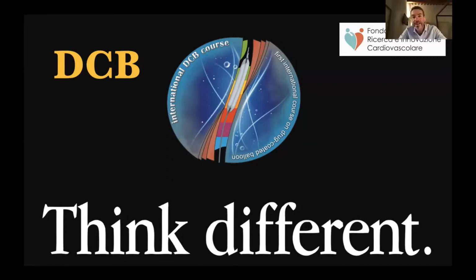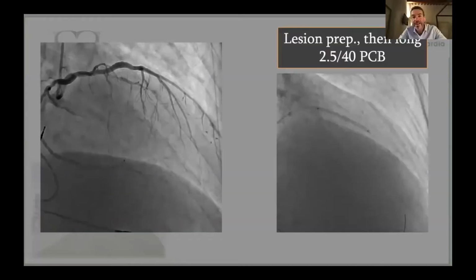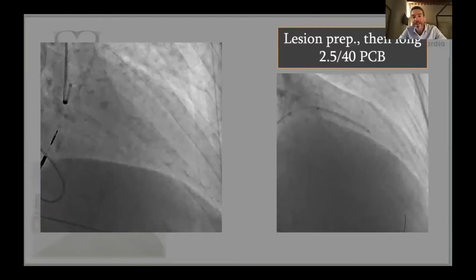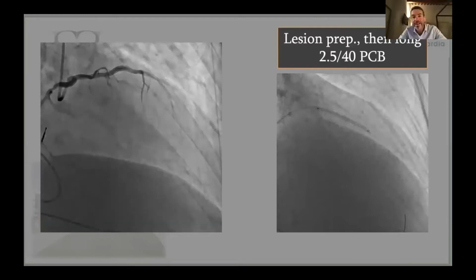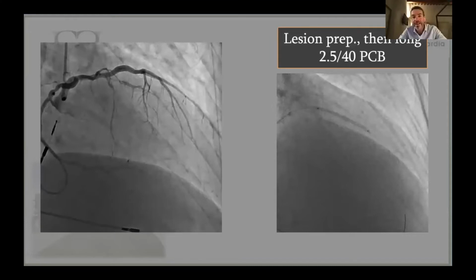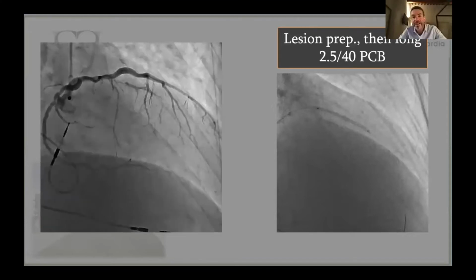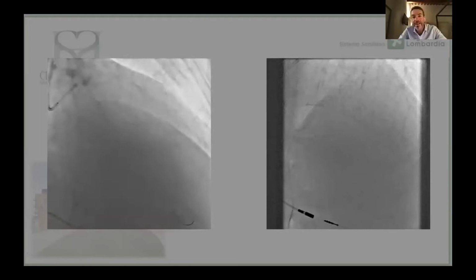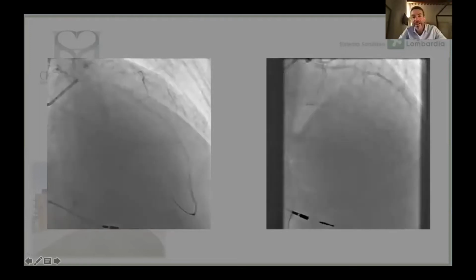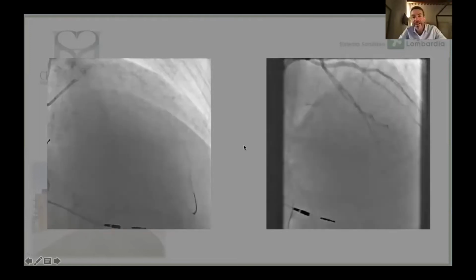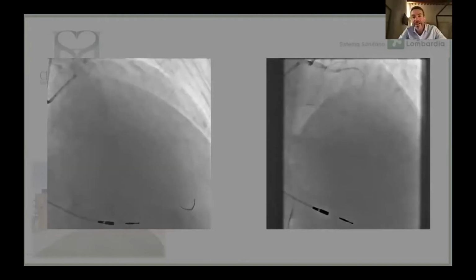This is a CTO, quite an easy CTO, I would say, that was treated after lesion preparation with a paclitaxel-coated balloon, 2.5 by 40 at high pressure. This was the final result, which was pretty good. And then we checked this patient again after 6 months, and this was the result.